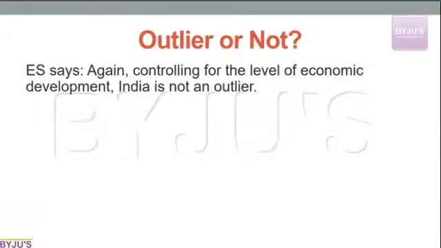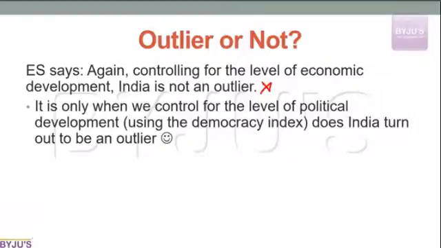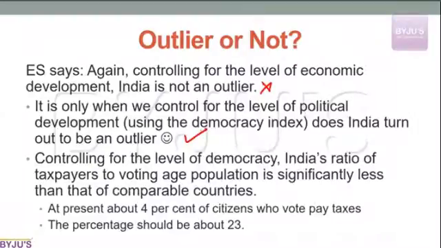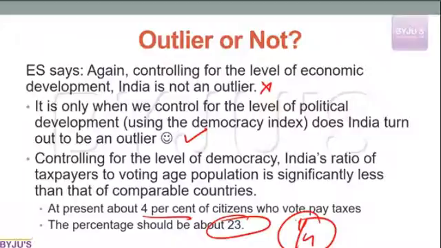So overall, in this case also, same discussion. Controlling for level of economic development, India is not an outlier, the Economic Survey says. However, if you control for political development also, yes, India becomes an outlier. Now 4% is the current one; 23%, or 1/4 of the country, should be paying taxes. So this is a number we have to strive towards. Now how to reach there?